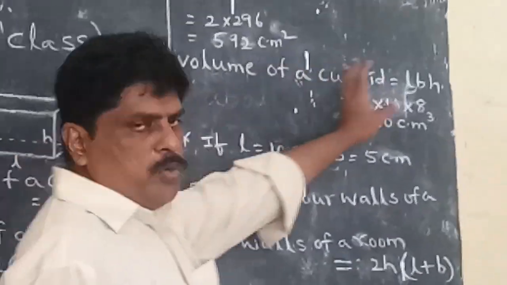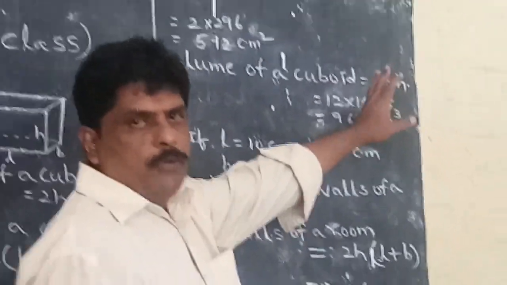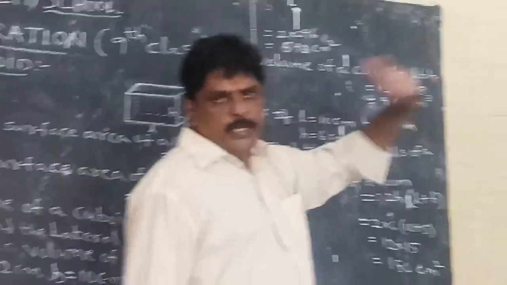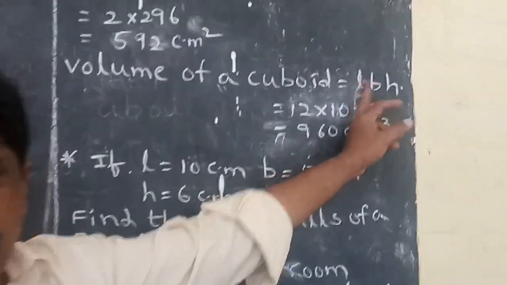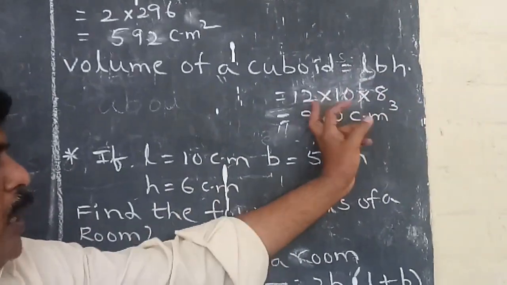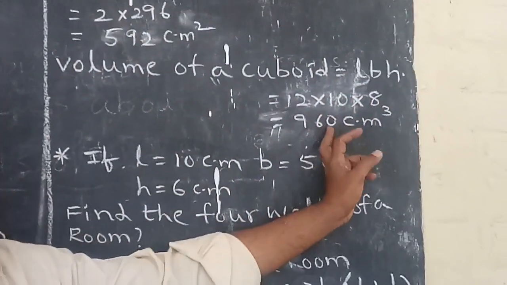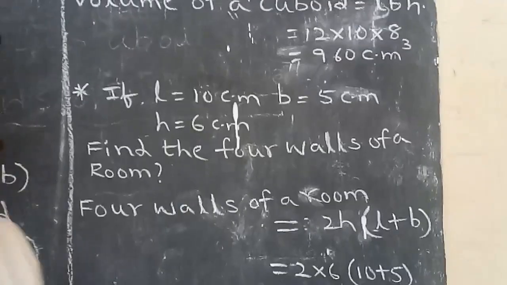Next one, volume of a cuboid. Volume of a cuboid formula is LBH. The value of L is 12, value of B is 10, value of H is 8. 12 into 10 into 8, that is equal to 960 centimeter cube.